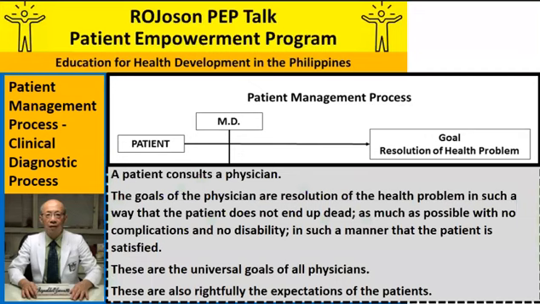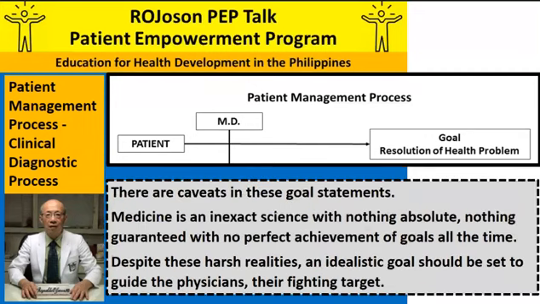A patient consults a physician. The goals of the physician are resolution of the health problem in such a way that the patient does not end up dead, as much as possible with no complications and no disability, and in such a manner that the patient is satisfied. These are the universal goals of all physicians, and these are also rightfully the expectations of the patients.